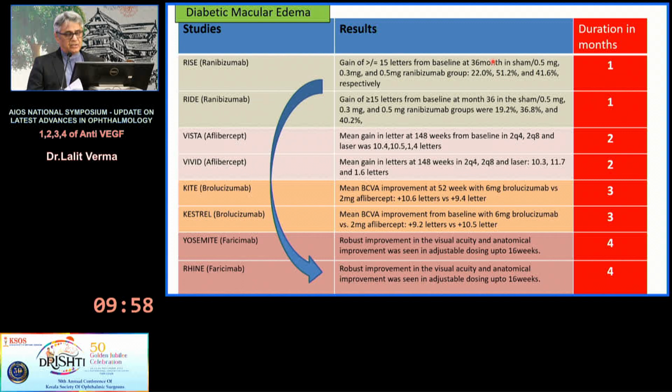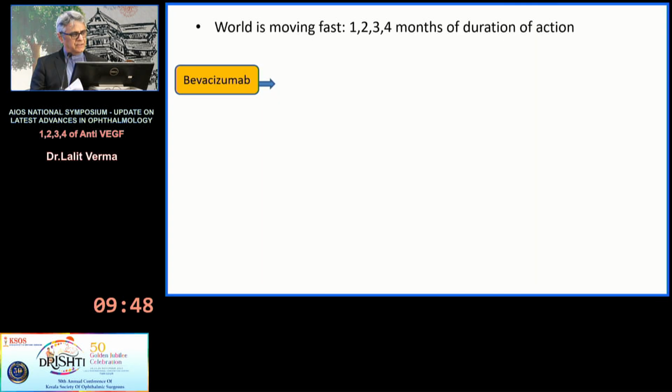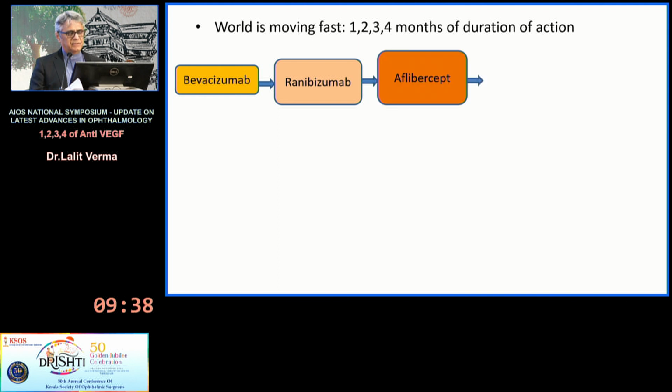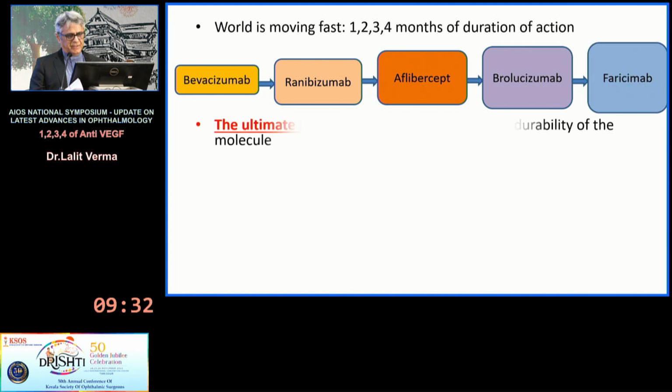To conclude, we have gone far from 1 month to now 4 months of injection, and this is a good step, a welcome step and a positive step. The world is, believe me, moving very fast, and every day so many studies are going on. So 1, 2, 3 months is primarily duration of action. We have moved from 1 month with bevacizumab and ranibizumab to 2 months of aflibercept, 3 months of brolucizumab, and now 4 months of faricimab.